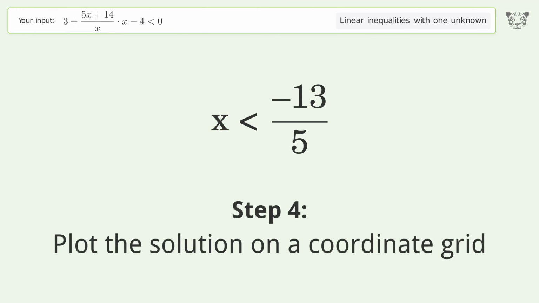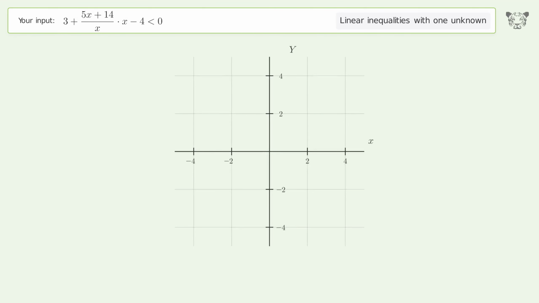Plot the solution on a coordinate grid. And so the final result is x smaller than -13/5 smaller than -23/5.